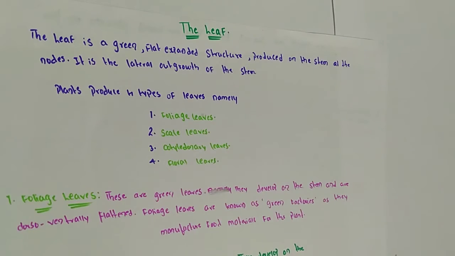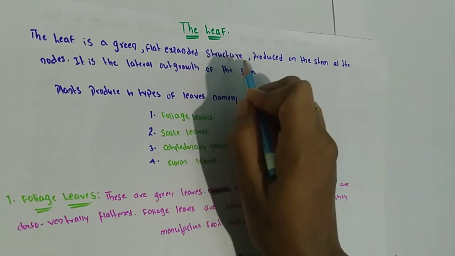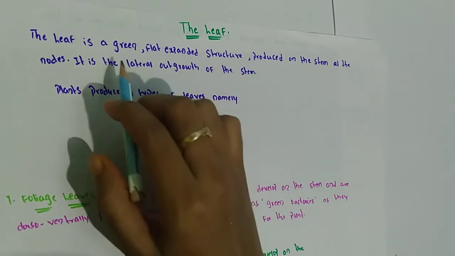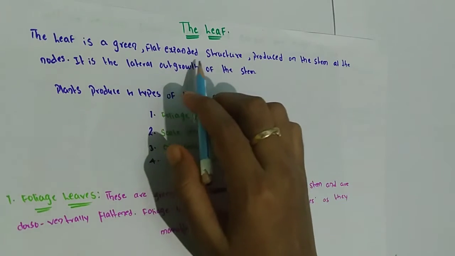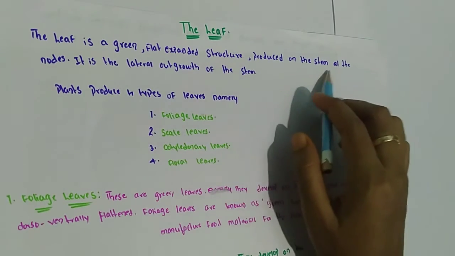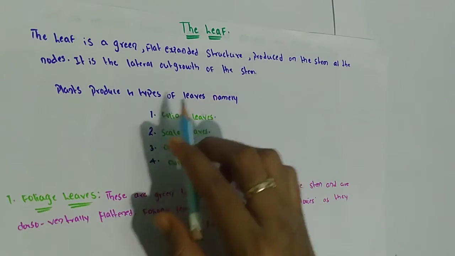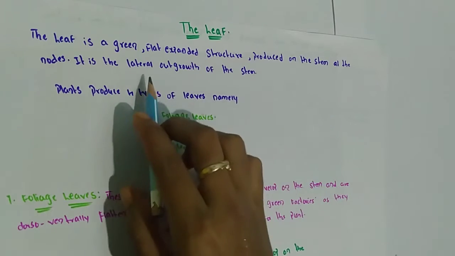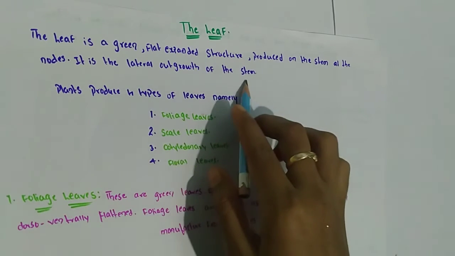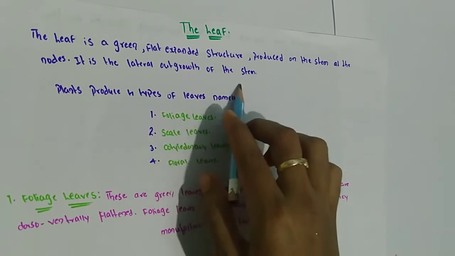Students, in this video we will discuss the leaf. The leaf is one of the parts of a plant. It is a green, flat, expanded structure produced on the stem at the nodes. So the leaves are produced at the nodes of the stem. It is the lateral outgrowth of the stem.